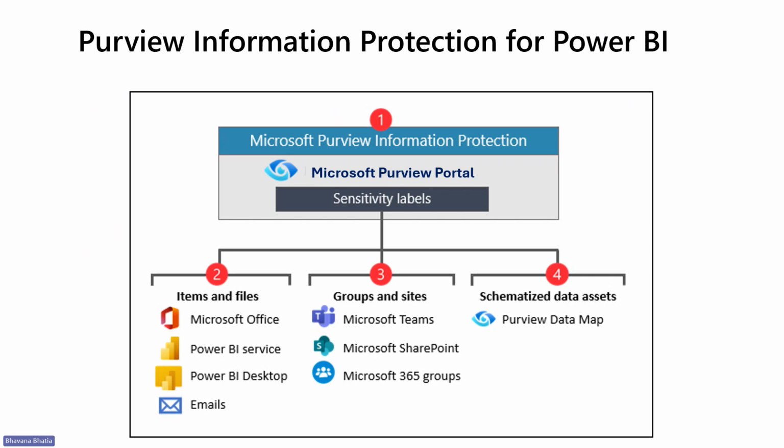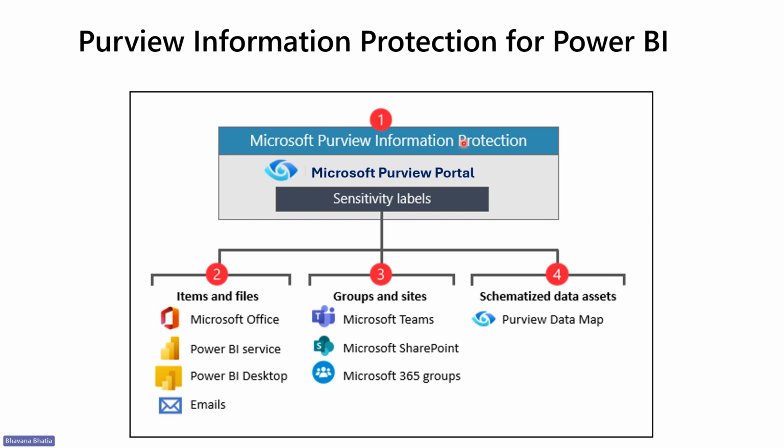First, let's talk about the information protection capabilities in Power BI. Now, the key building blocks for classifying and protecting data are referred to as sensitivity labels. And these sensitivity labels are a part of the Microsoft Purview Information Protection framework. And these labels work across apps and services to secure your data as it moves within and outside your organization.